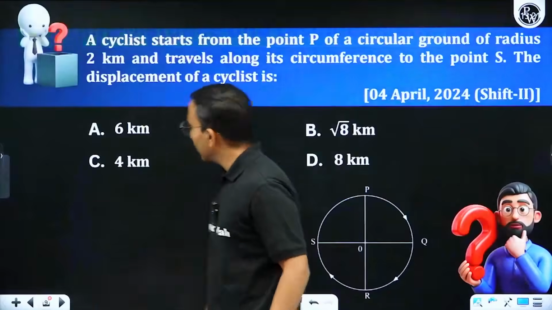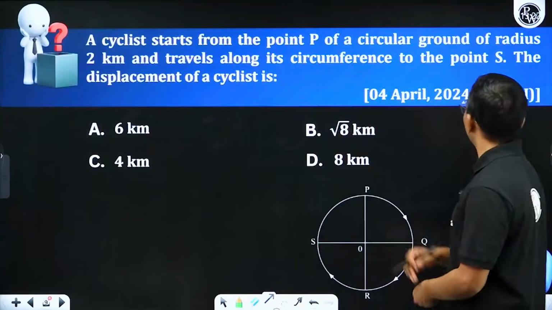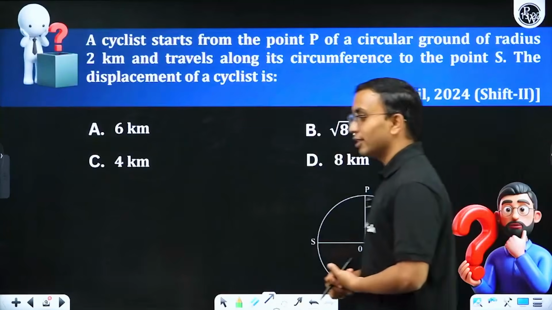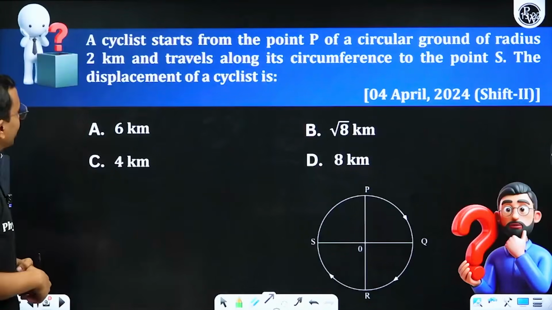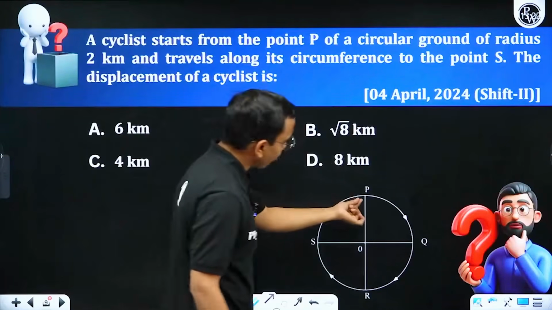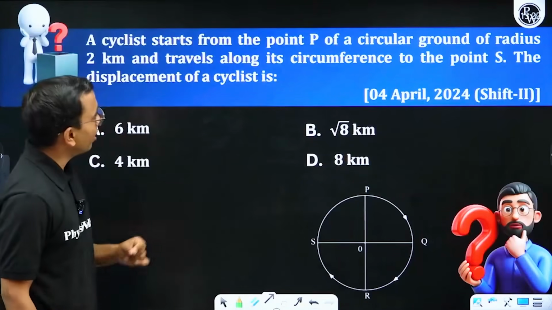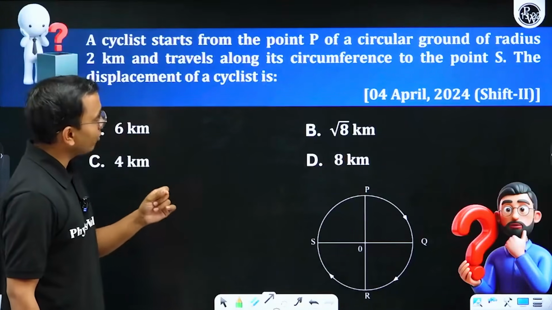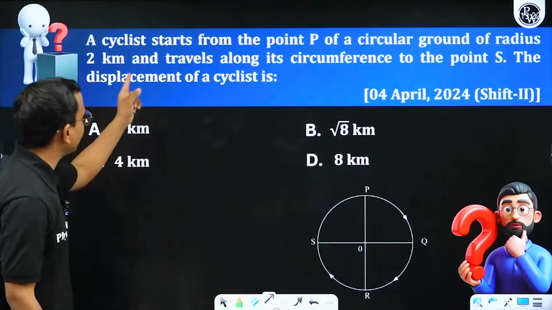Let us come to some questions. This question was asked in JEE Mains 2024. Let us read what is mentioned here. A cyclist starts from point P, this is point P, of a uniform circular ground of radius 2 kilometer. Okay, this is a circular ground, radius is 2 kilometer, that is given.